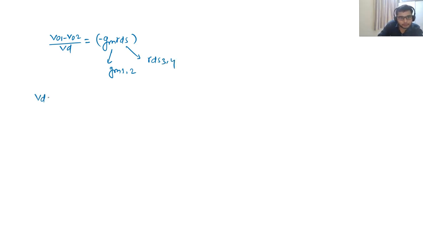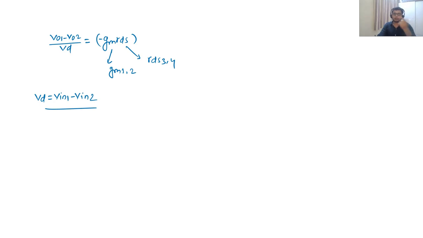So what we can see, V out 1 minus V out 2 divided by VD is equal to minus GM RDS, where GM is nothing but GM of transistors 1 and 2, the input pair, and RDS is nothing but RDS of transistors 3 and 4. And what is the VD? VD is nothing but V in 1 minus V in 2.